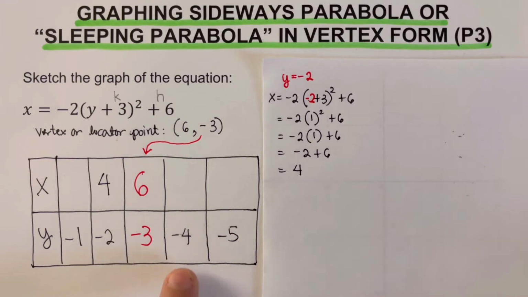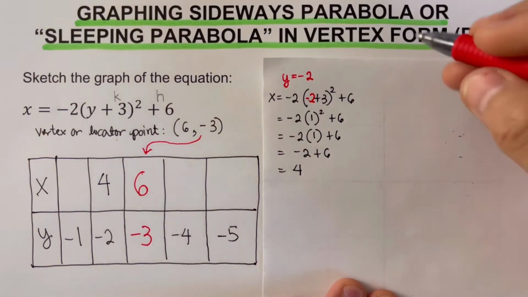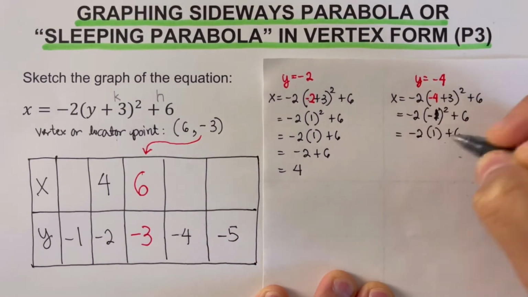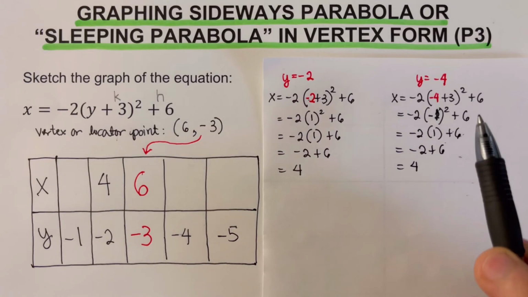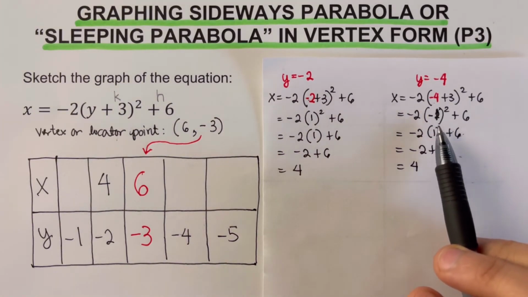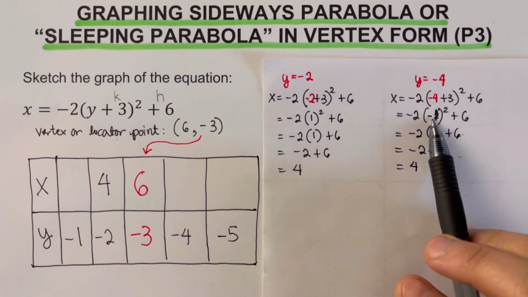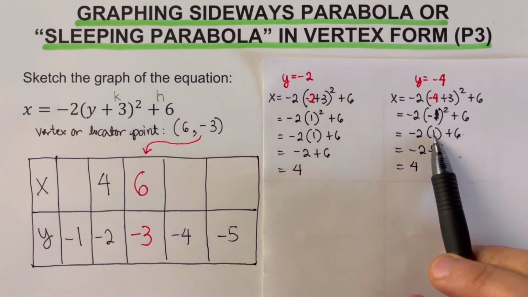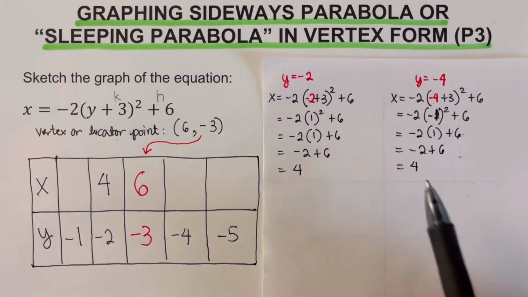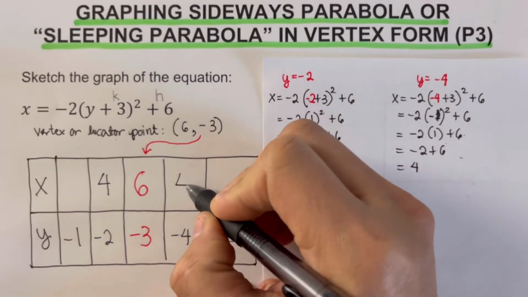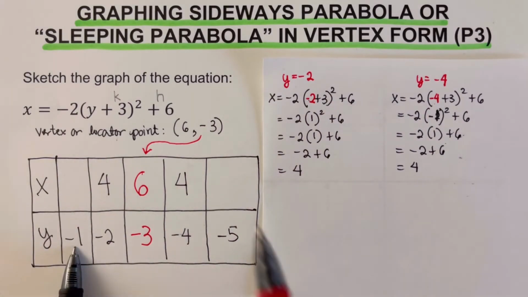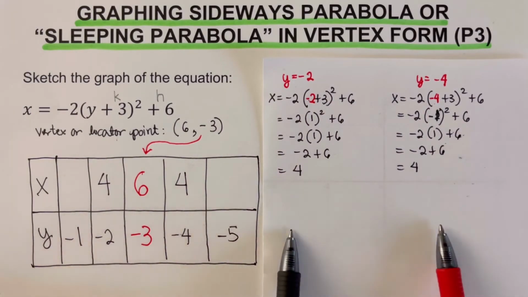Now let's see what the x value is when the y is negative 4. I'm going to show the work on the side right here. Negative 4 plus 3 is negative 1. When we square the negative 1, it comes out positive 1, because negative 1 times negative 1 is a positive 1. So positive 1 times negative 2 is negative 2, plus 6 is 4. I'm going to go ahead and write 4 down here. And I'm going to show the work for the value of x when y is negative 1 and the value of x when y is negative 5 down here.